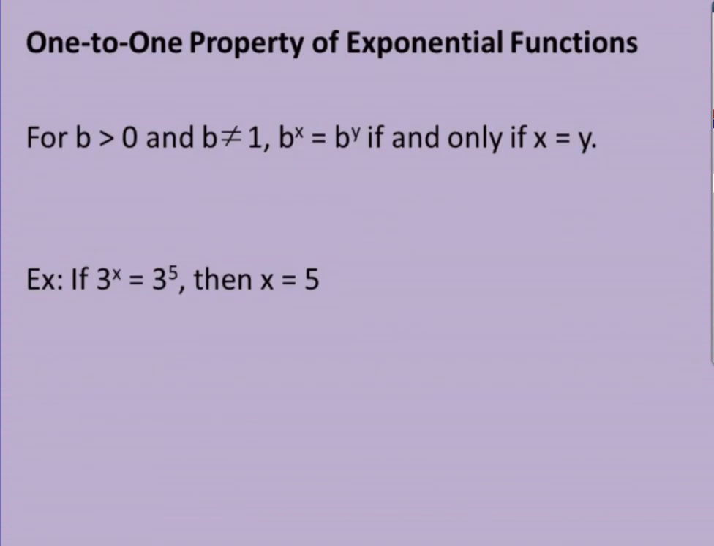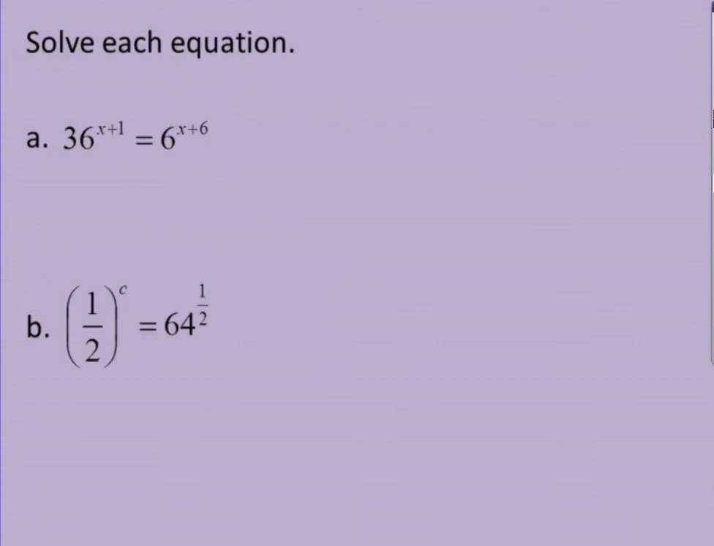Your one-to-one property of exponential functions: as long as your base is greater than 0 and your base does not equal 1. If you have a base of b raised to the x power, and that's equal to base of b raised to the y power, as long as those bases are the same, we can say the exponents are equal. So if we have 3 to the x is equal to 3 to the 5th, since both of those bases are 3, we can just say x is equal to 5. On the next one, we need to actually get the bases the same first.